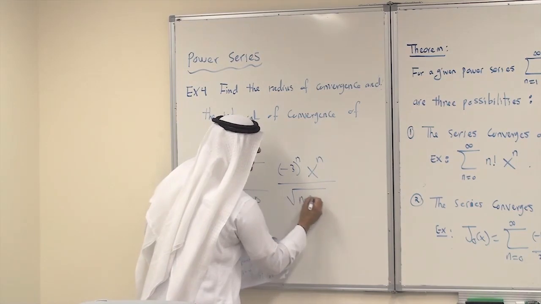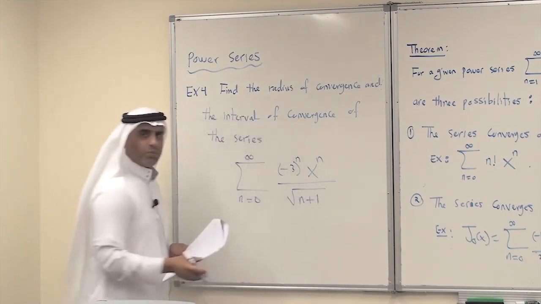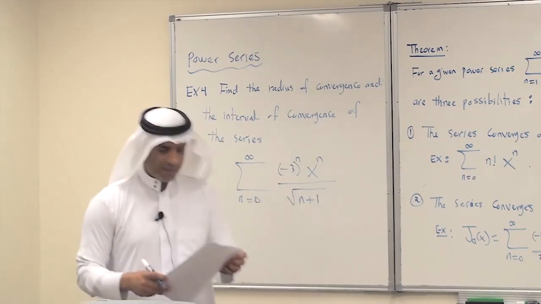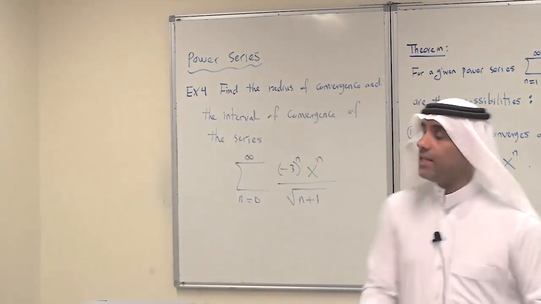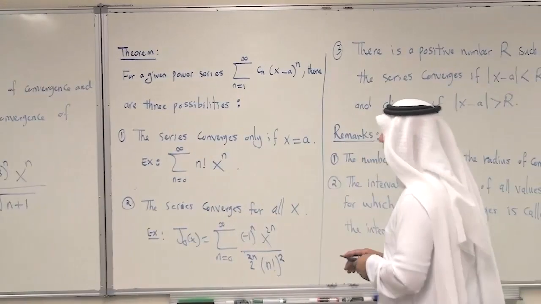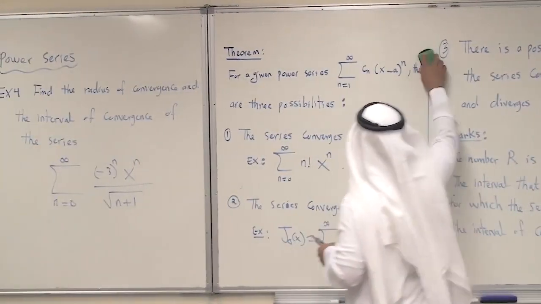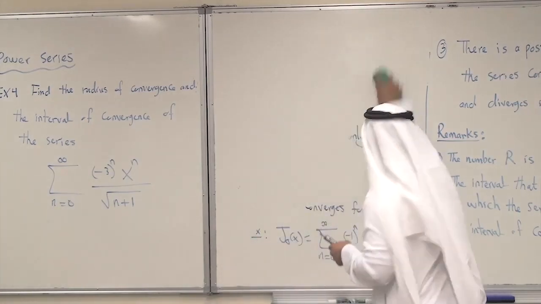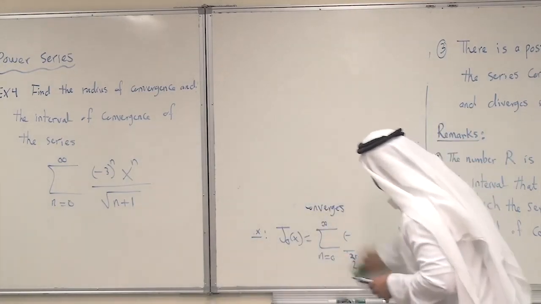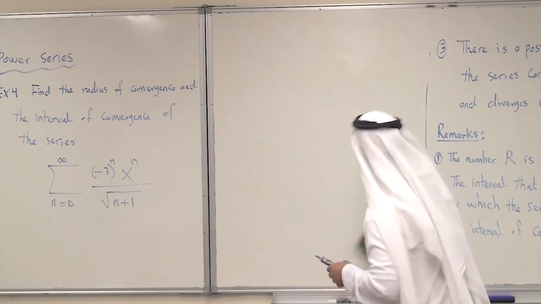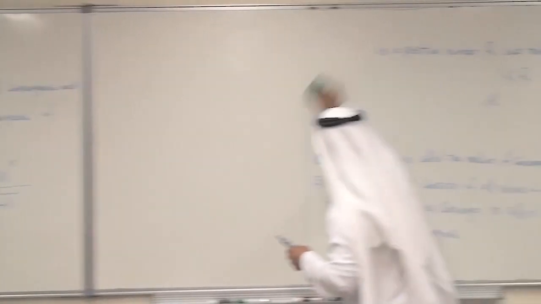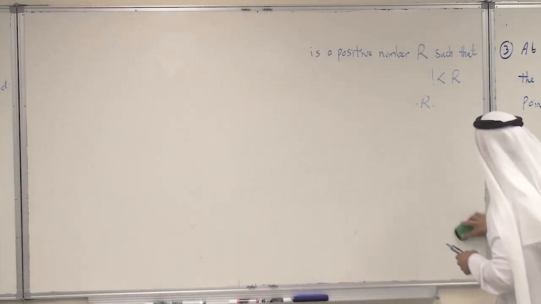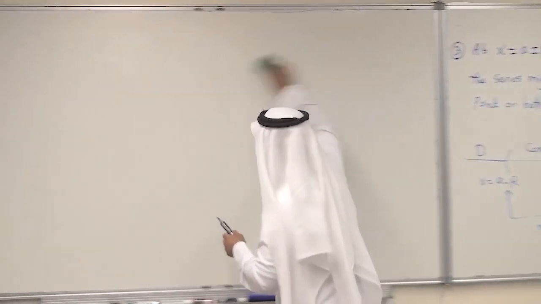So this is a power series again centered at 0, whose coefficients are given by this expression, minus 3 to the n over radical n plus 1. We need to study now the radius and interval of convergence of the given power series. So according to this theorem we have only 3 possibilities. Let us see which one of them is here and how to find the radius and interval of convergence.